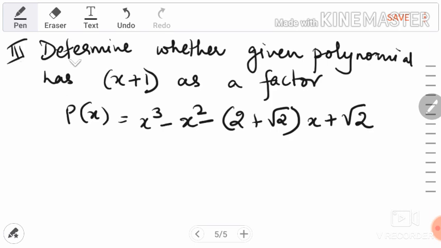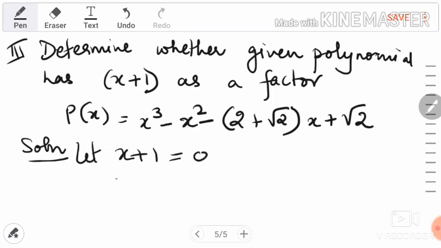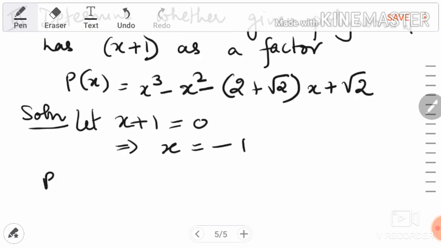Here is another problem, number 3, which is exactly similar type. Determine whether given polynomial has x plus 1 as a factor. So in this question also you have to find the remainder and check whether it is equal to 0 or not. So take the divisor x plus 1 and equate it to 0. So you get x equal to minus 1. Now we find the remainder, which is equal to the value of polynomial at minus 1.